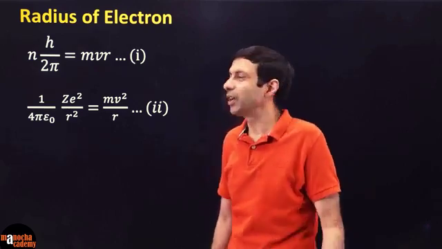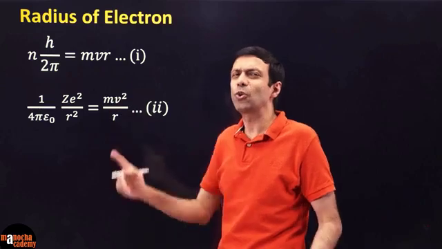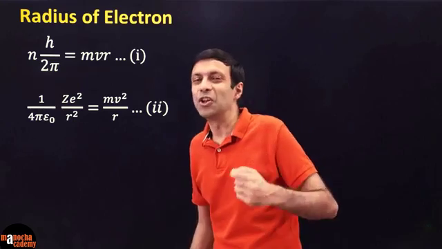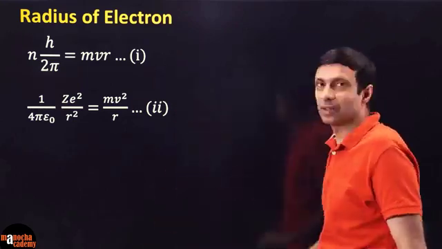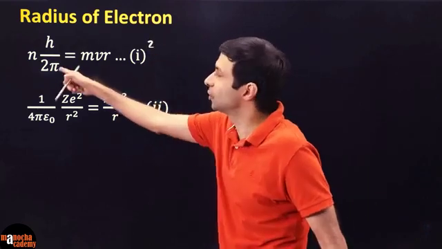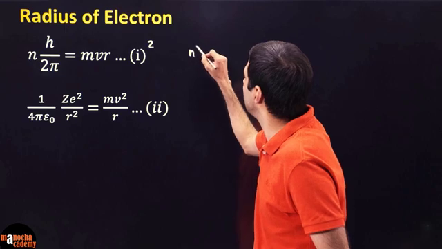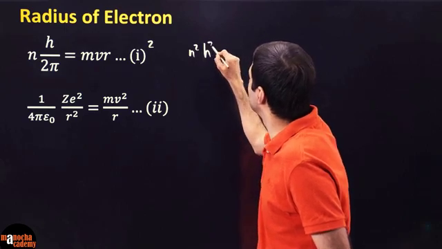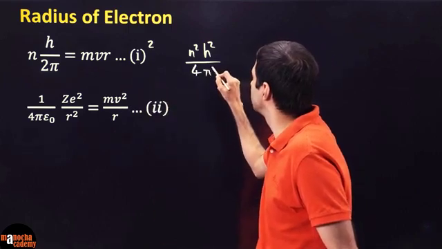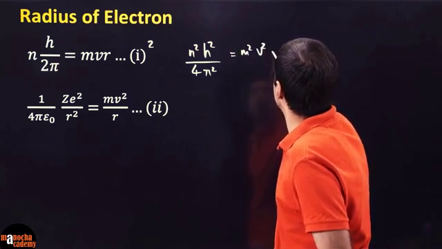So you can use a math trick here. If you want to get rid of velocity v, you can see we have a v here and a v square there. So let's square the first equation, and then we can divide the two equations, so v square will get cancelled, right? Go ahead and square equation number 1, squaring the left hand side and right hand side. So what do we get? On the left hand side, it's going to be n square h square divided by 2 pi square, which is basically 4 pi square, equal to m square v square by r square.